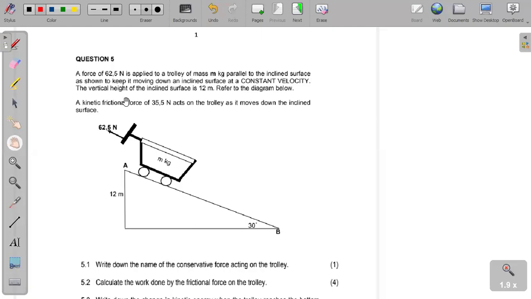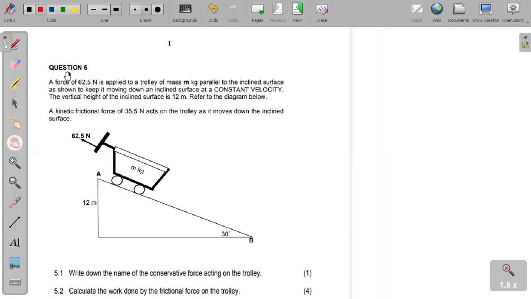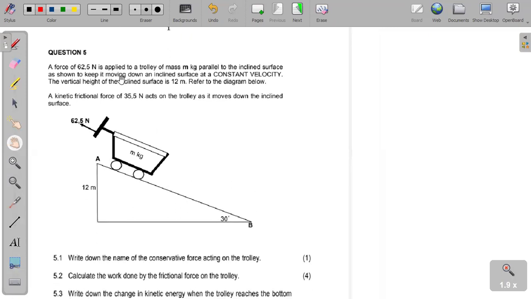So here is a question on work, energy and power that we want to try together. It's saying a force of 62.5 Newton is applied on a trolley of mass m kg parallel to the inclined surface. It is shown to keep it moving down an inclined surface at a constant velocity. The vertical height of the inclined surface is 12 meters. Refer to the diagram below.